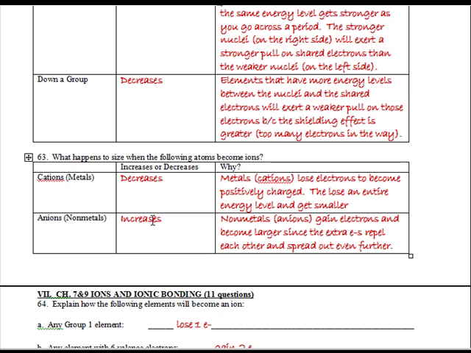Anions are gaining electrons. And remember, they're gaining more negatives. Negatives don't like each other. They're going to repel, and they're going to spread out even more. So if you gain a lot, like if you're nitrogen and you gain 3 extra electrons, that's going to spread out a ton compared to chlorine only gaining 1 electron. So as you go across, you're going to be gaining electrons and you're going to be increasing in size.